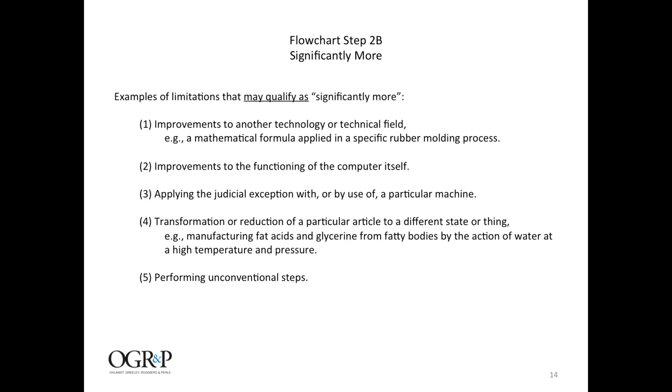Okay, example number 3, applying the judicial exception with or by use of a particular machine. By a particular machine, in my experience, what this really means is using the computer or a computer in cooperation with another type of machine, such as a washing machine or a lawnmower or a self-driving automobile. Okay.